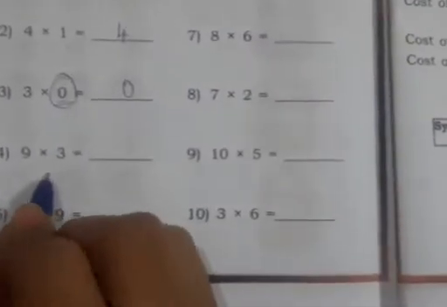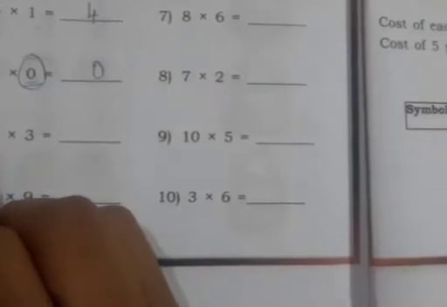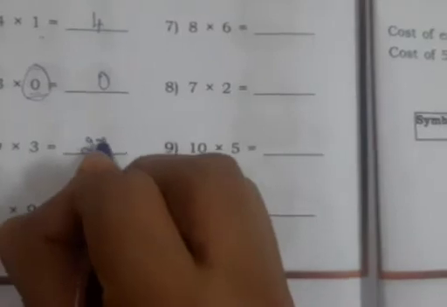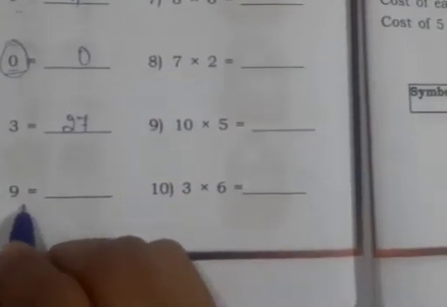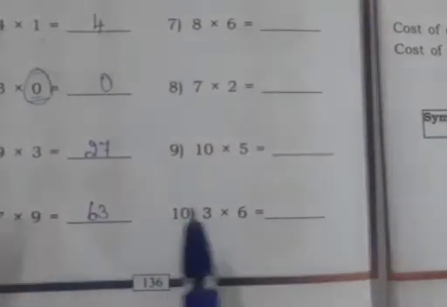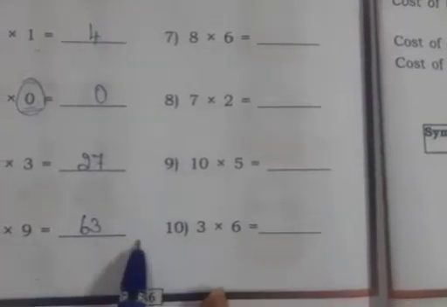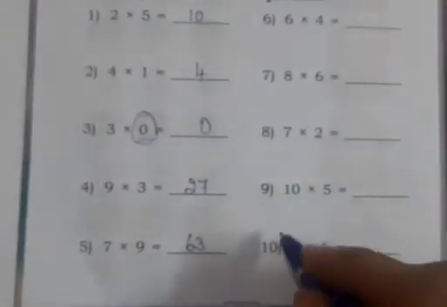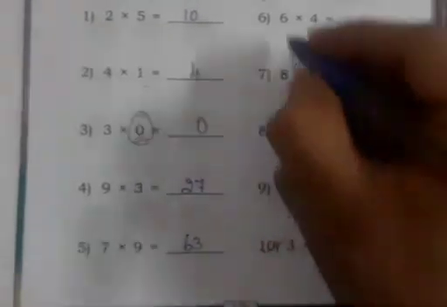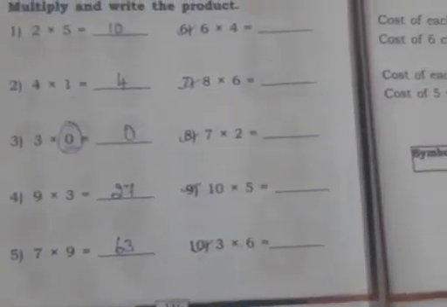9 1s are 9, 9 2s are 18, 9 3s are 27. Write it here. 7 into 9, so 7 9s are 63. You have to tell the table, then you have to write the product of them. Problems 6, 7, 8, 9 and 10 are your homework, students.